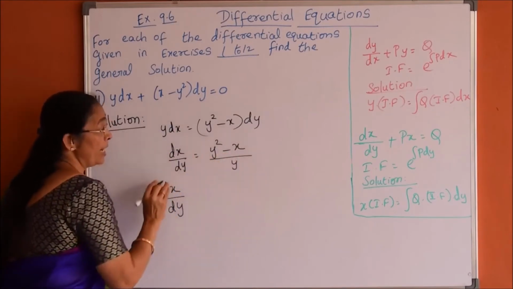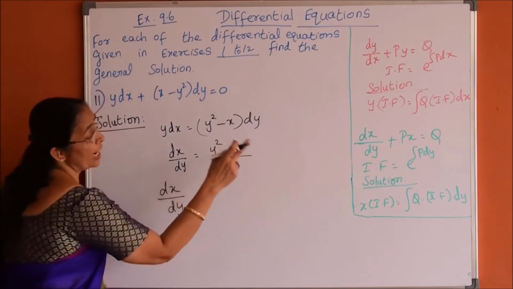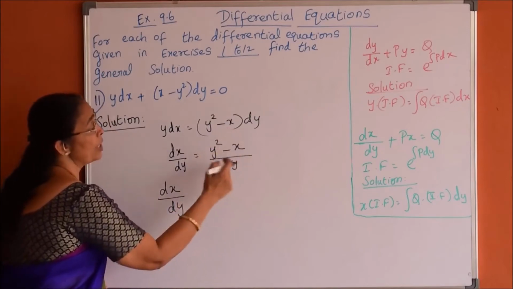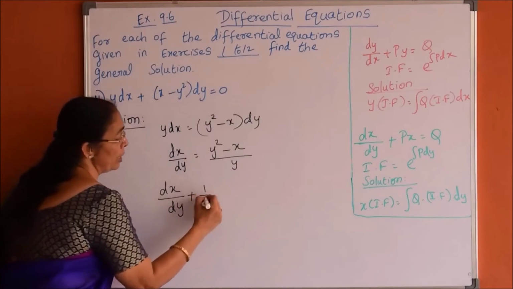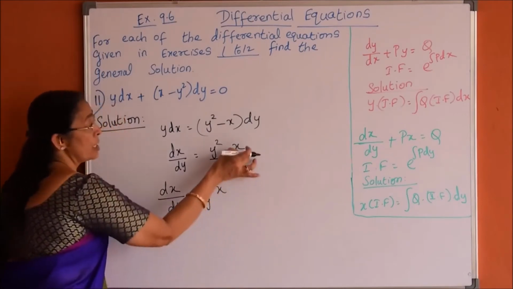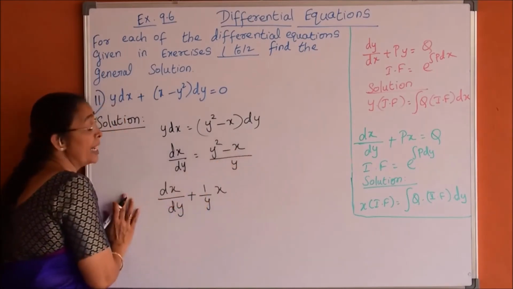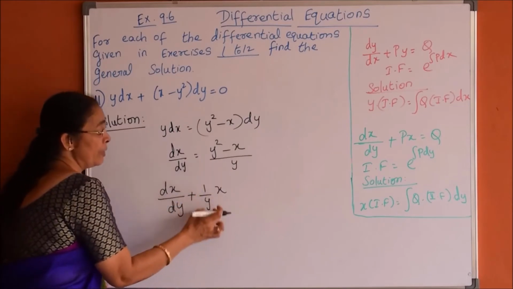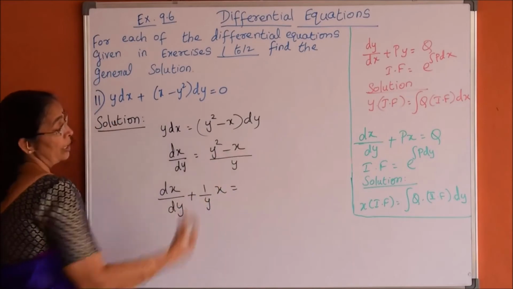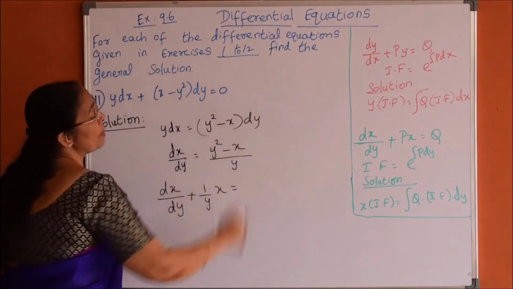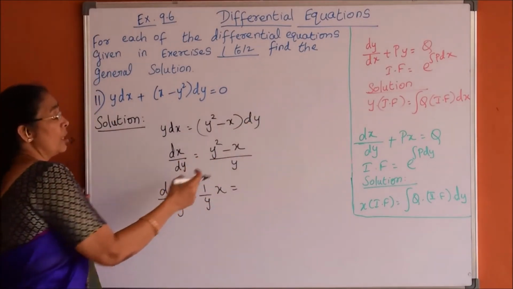So, I can bring it to the left hand side. We should get some function of y into x. So, plus function of y, 1 by y into x. This minus x by y will come to the left hand side as plus x by y. So, I can write that as dx by dy plus 1 by y into x is equal to, right hand side should be Q, which should be a function of y or constant term.